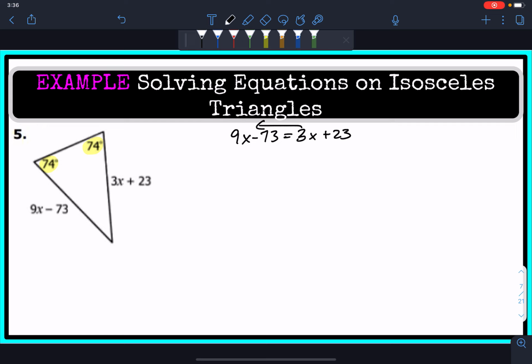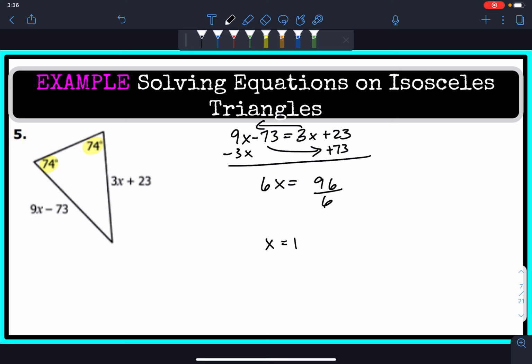So letters to the left, numbers to the right. We'll subtract 3x, add 73, and we get that 6x is equal to 96, and we're going to divide by 6. And our answer is 16.